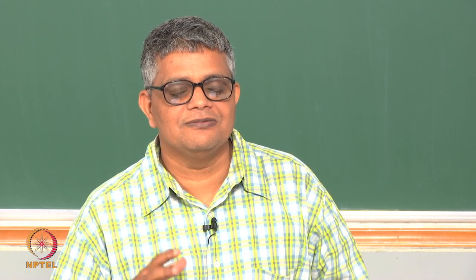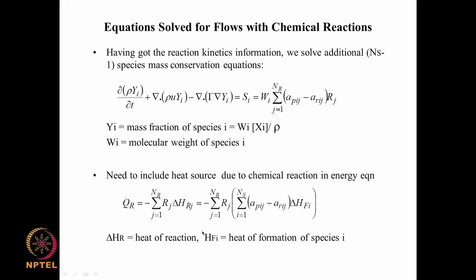We can say that we can look at a calculation framework which is summarized in this slide for flows with chemical reactions, in which we have a specialized form of the species balance equation, NS minus 1 number of species balance equations, one overall continuity equation, one overall mixture momentum equation in the three directions, and an overall energy equation with an additional heat source expression coming from the reaction.